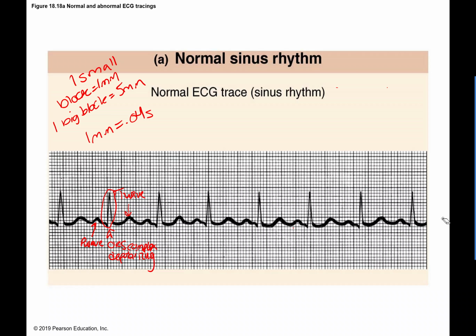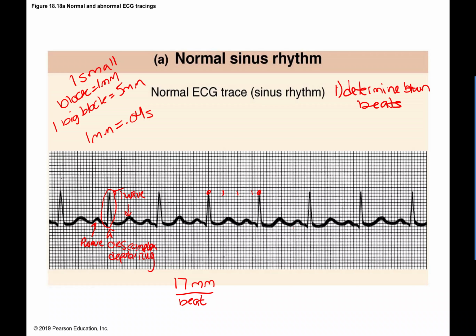Again, the easiest thing generally to see is the R. And so that's what I always use. I use the R waves. So again, step 1, we get our distance between our beats. So if I were to do from this R wave here to this R wave here, I would have 5, 10, 15, 16, 17. Right, so I got 17 millimeters per beat.